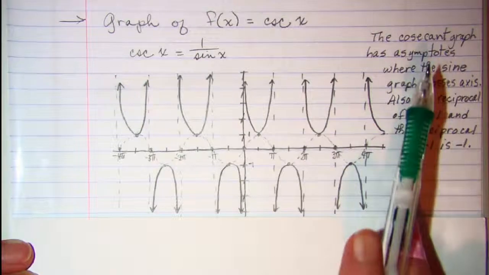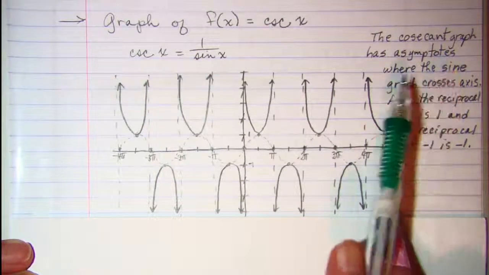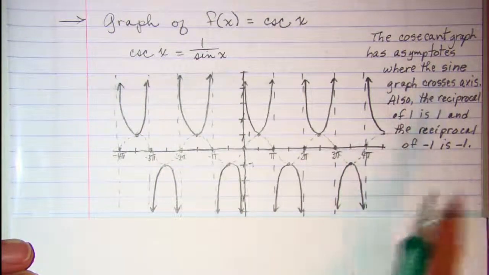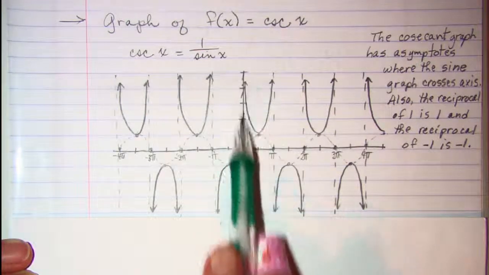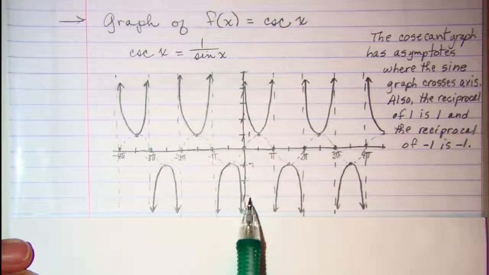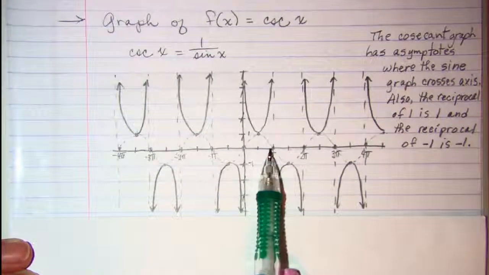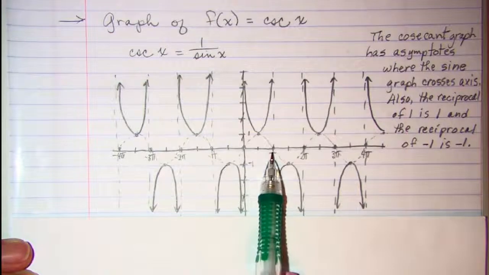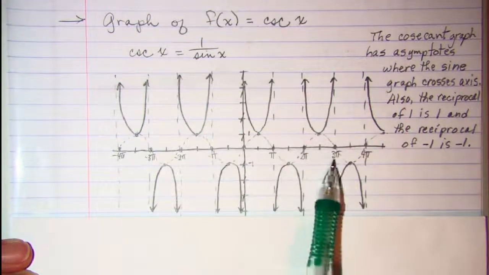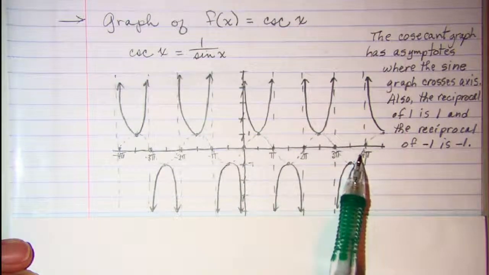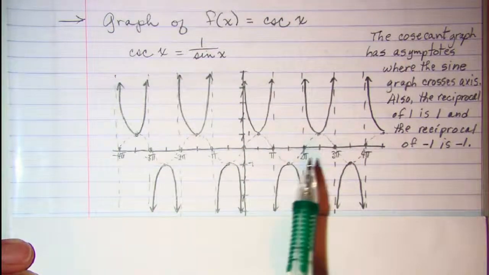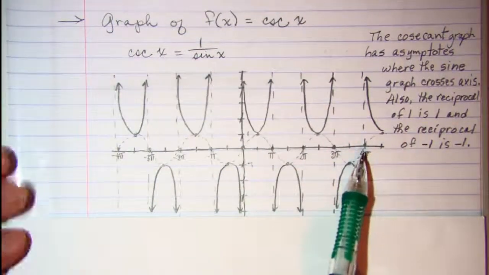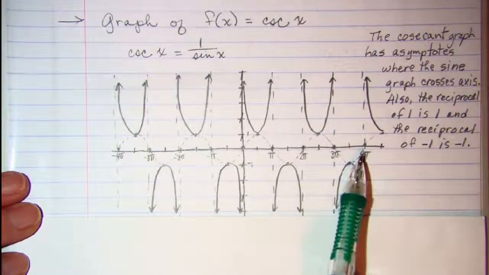Now, some things to remember. The cosecant graph has asymptotes where the sine graph crosses the axis. So the sine graph crosses at 0, so we need to draw an asymptote here at 0 for our cosecant graph. Sine also crosses at pi, 2 pi, 3 pi, 4 pi. So all of the integer multiples of pi is where we want to draw our asymptotes.